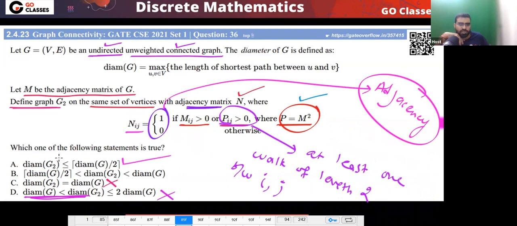Option A is correct, but in option A they can also make it equal. Even if it is equal, then it is also correct. So diameter of G2 will be equal to diameter of G divided by 2 ceil, and even if it is equal, that is also correct. So the answer will be option A. The remaining options are not correct. You can see all these remaining options are violations. Option A is the correct option, because if it is equal, then automatically it is less than or equal. So that is the answer.